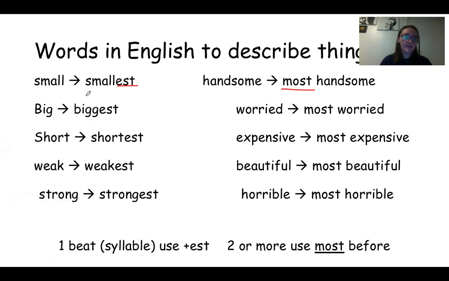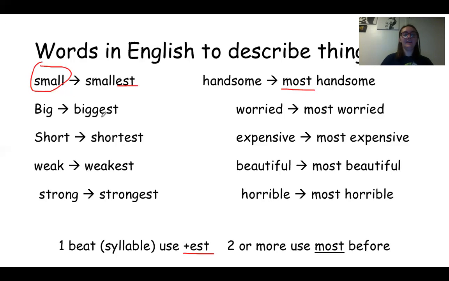So if the word that you're using has only one beat, that just means one syllable, right? So if you say the word, you just say small, right? There's only one beat. But if you say handsome, that's two. Worried, two. Expensive, that's three. Beautiful, horrible, that's three. So if it's one beat, which means just one syllable, you want to use est, right?